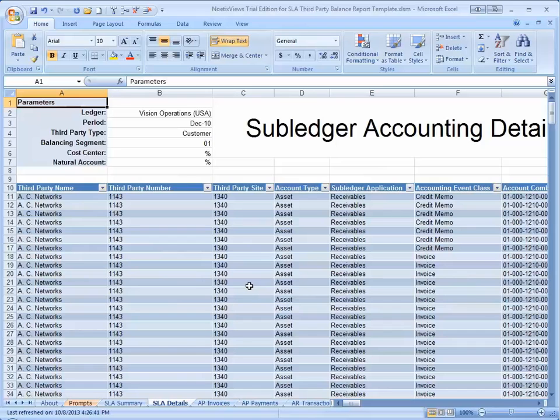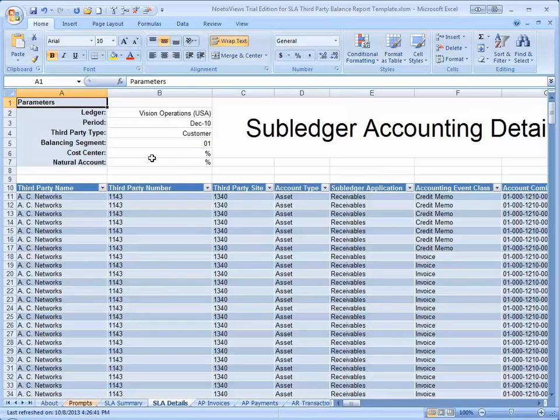The SLA Details tab displays the detailed journal lines that are the basis of the summary on the previous tab. It has third-party, journal header and line information, plus the debit and credit amounts in both the transaction and primary currencies. The data on both the SLA Summary and Details tabs comes from the view SLA Hub Journal Lines.